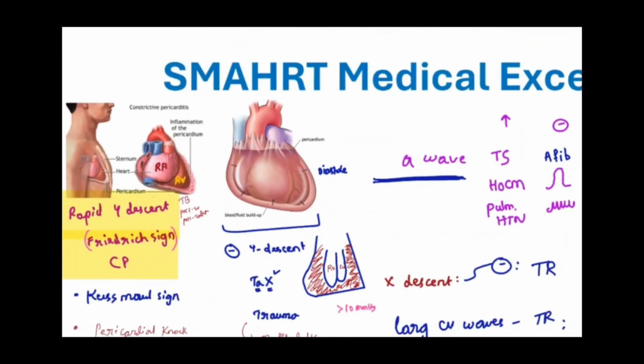How do we treat this condition? Pericardiocentesis, for whom will you do it? Where there is fluid. So you treat cardiac tamponade by removing that fluid with pericardiocentesis. Pericardiectomy, for whom will you do it? You will do it for constrictive pericarditis.